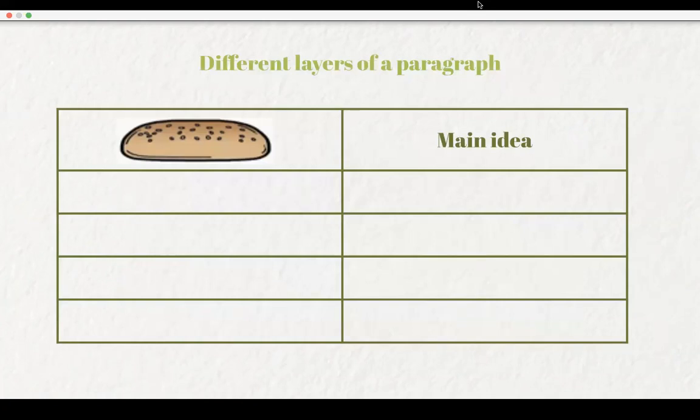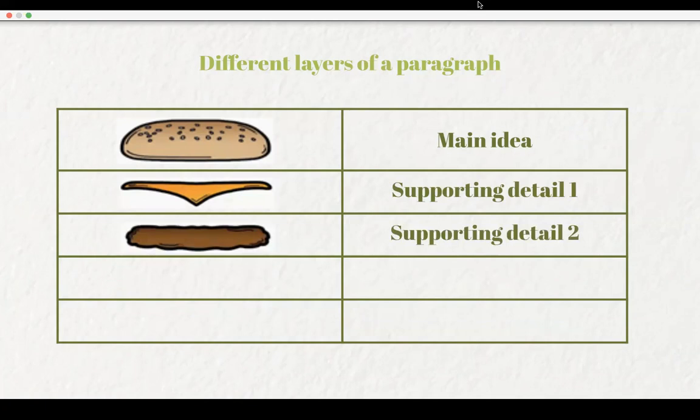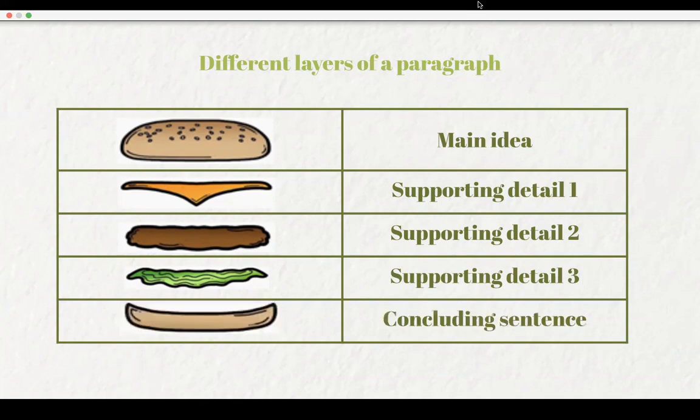First of all, we start with a piece of bun, and that's the main idea. Next up, we have a slice of cheese. That's supporting detail number one. Moving on, we have a piece of meat patty, and that's supporting detail number two. And then you may want some lettuce, and that's supporting detail number three. Finally, we have the last piece of bun, and that's a concluding sentence.